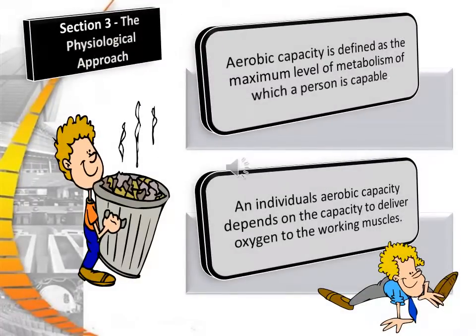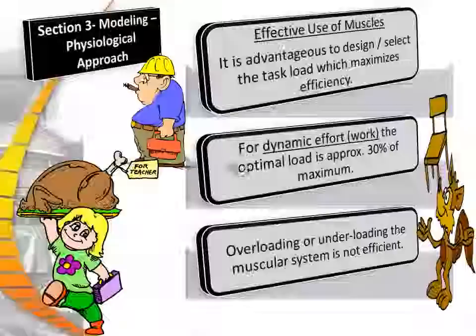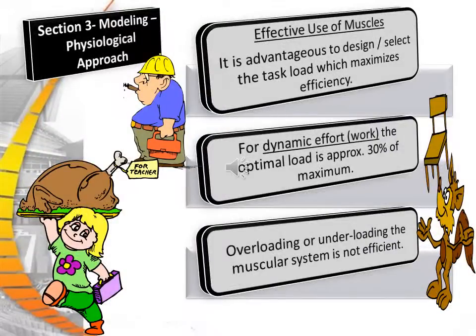Aerobic capacity is defined as the maximum level of metabolism of which a person is capable. An individual's aerobic capacity depends upon the capacity to deliver oxygen to the working muscles, and the effective use of muscles.